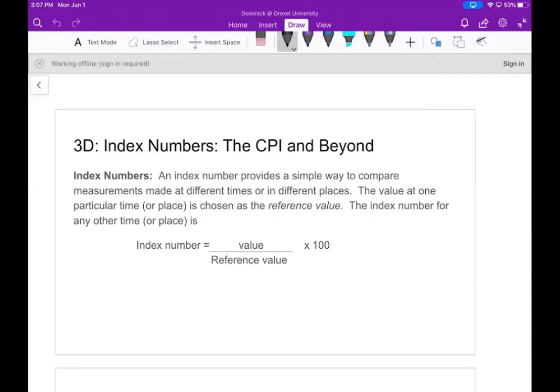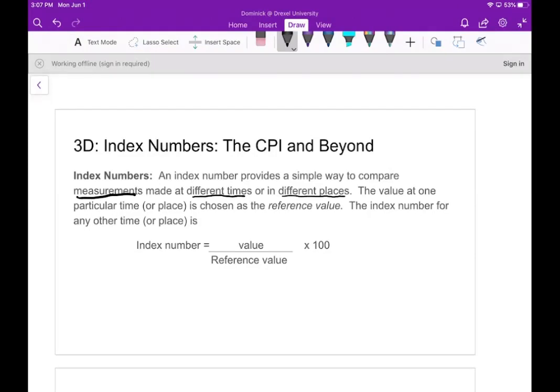Now, an index number gives you a simple way that you can compare two measurements. Usually when we use index numbers, a lot of times we talk about money, but it can be any measurement, and we're basically looking to compare measurements that are taken either at different times or in different places, right?